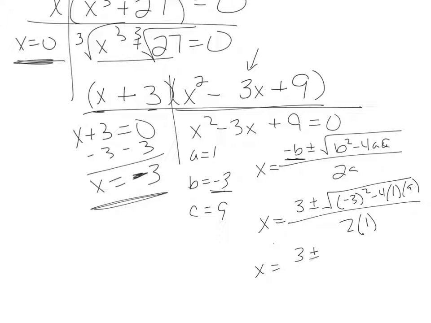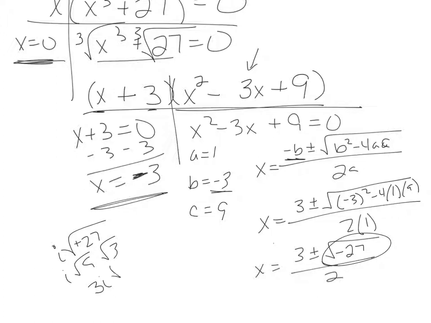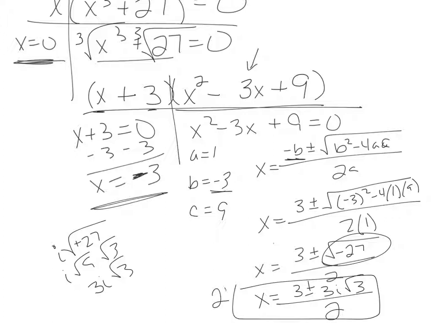Figure that out, plus or minus this. What is that number underneath there? All right, so this is negative 27. Reduce this guy. I like to do this over on the side because this is just a big fat mess. So it's 9 and 3, so it's 3i radical 3. So x equals 3 plus or minus 3i radical 3 all over 2. So there's 2 roots. Here's the third one and the fourth one, or however you want to call it. Done.